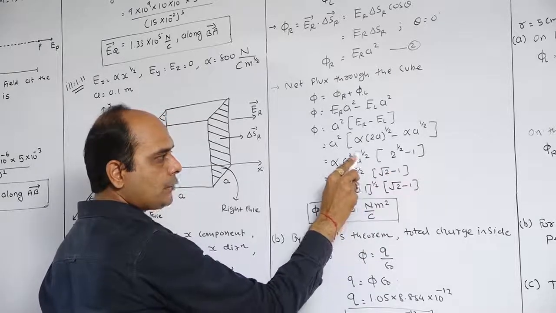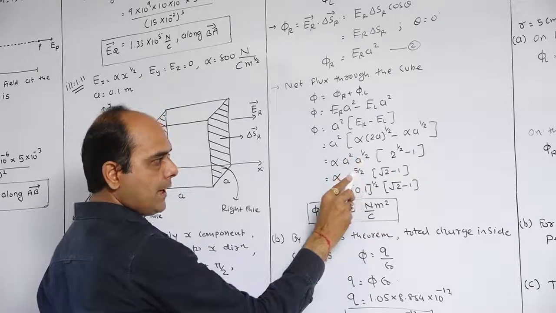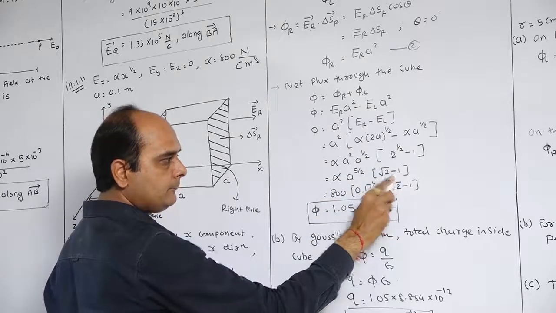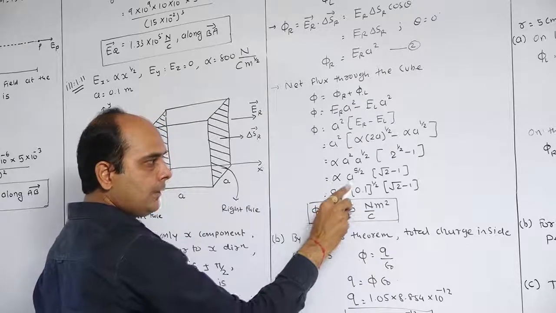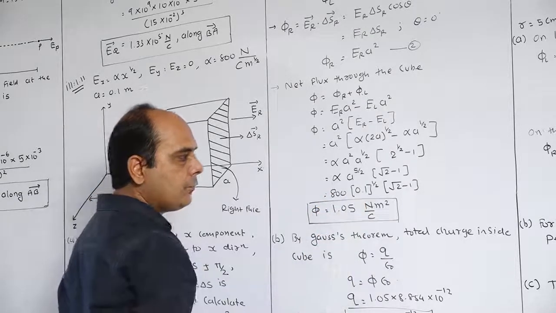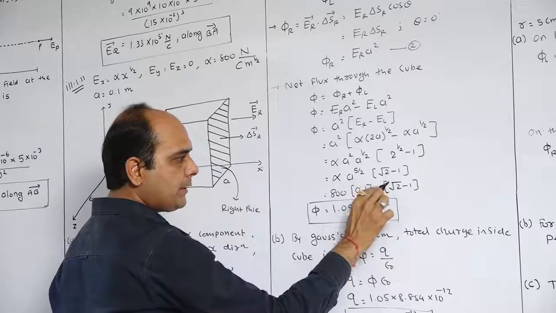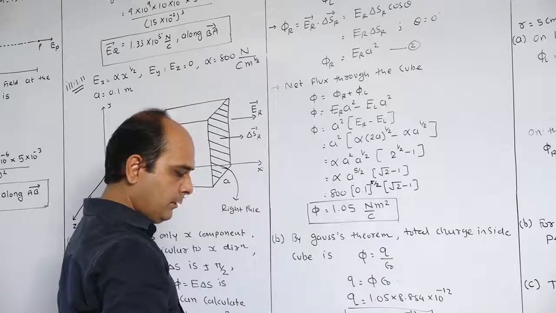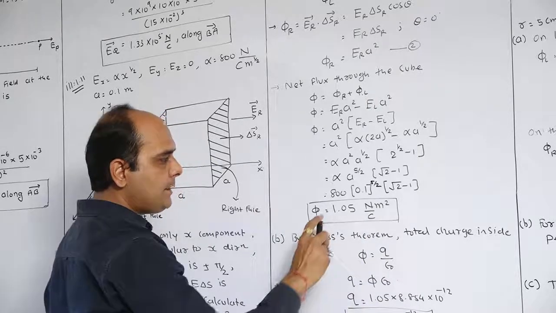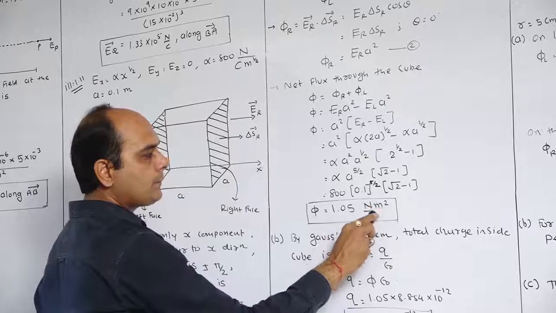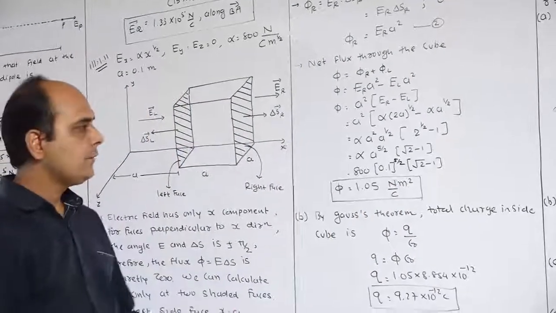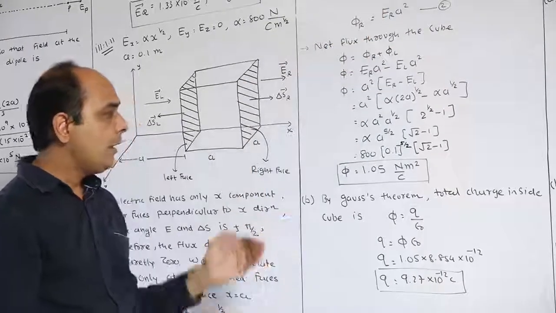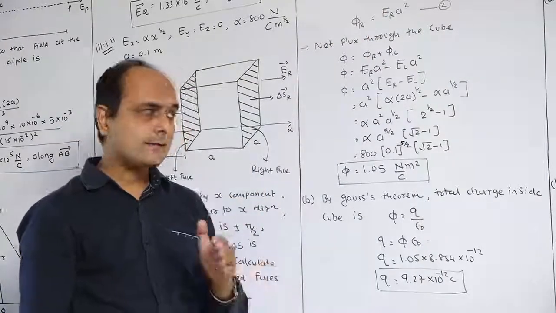So a squared times a raised to 1/2, that is 2 plus 1/2, which is a raised to 5/2. Alpha is this, and now put (root 2 minus 1). Value of alpha is 800, value of a is 0.1 raised to 5/2, and root 2 is in the bracket with minus 1. By calculating them, your answer will become 1.05 newton meter squared per coulomb. So the calculation is very simple; the main thing is this one. Now the flux linked with the cube is completed.